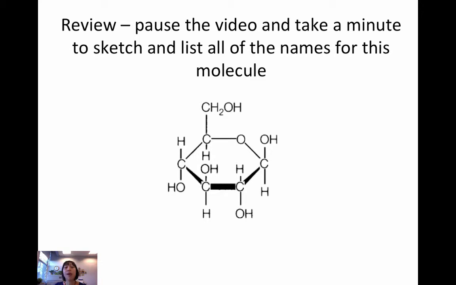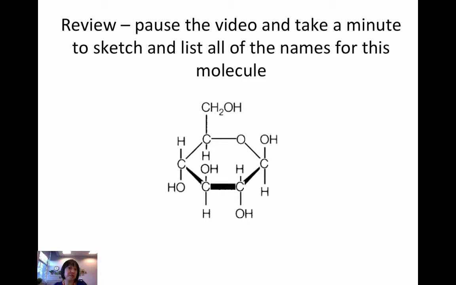So hopefully you've identified this molecule as glucose. Glucose is the major molecule that provides energy for the body. We also call it a carbohydrate. You may have written down the name of this molecule as a 1, 2, 3, 4, 5, 6 carbon molecule, C6H12O6. You may have noted that it's a hexagon or a hexose sugar.